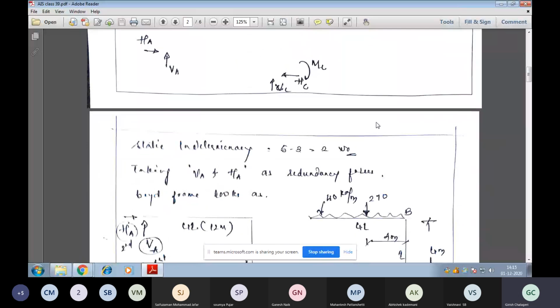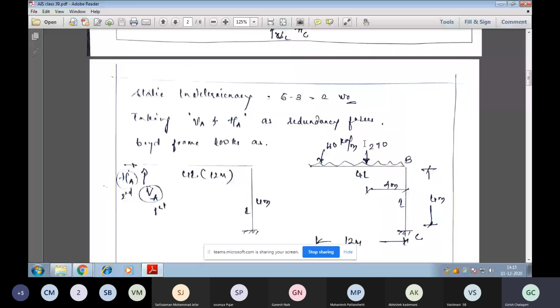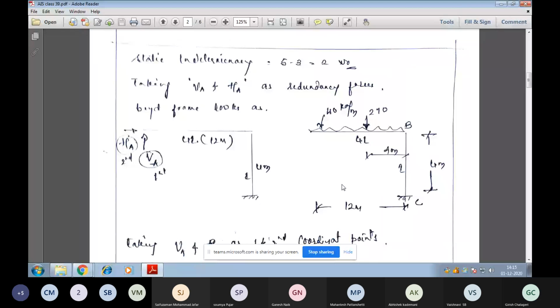Here I am choosing the vertical force at A and the horizontal force at A, that is VA and HA, as the redundant forces. When we remove both the forces at A, it becomes a cantilever, fixed at C. B is also a rigid joint. So A doesn't have any forces. We can see clearly in the diagram, ABC, A has no forces, AB is subjected to a UDL and point load, and C is fixed. So this is a determinate structure after removal of the forces.